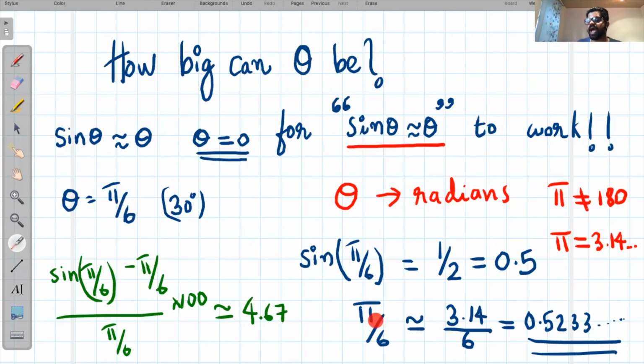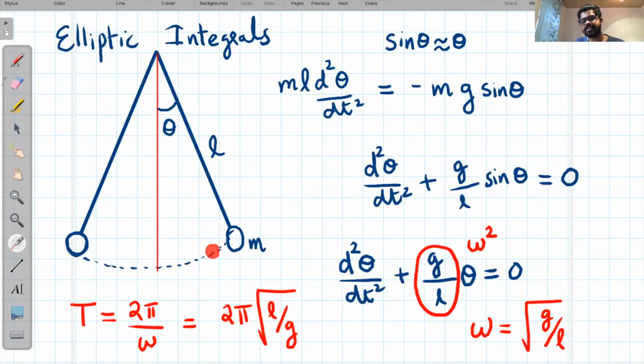So even if your angle is as big as 30 degrees, the accuracy up to which you can approximate sine 30 with 30 is more than 95%. So even if you oscillate your pendulum with 30 degrees on one side or 60 degrees together, you still can safely have this approximation with more than 95% accuracy. And you get more or less the time period to be equal to this. So you don't have to worry about elliptic integrals at all. Even if you oscillate your pendulum 30 degrees on one side and a total of 60 degrees, the sine theta is equal to theta approximation still works okay.